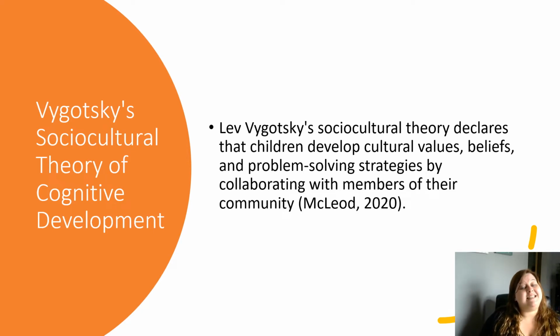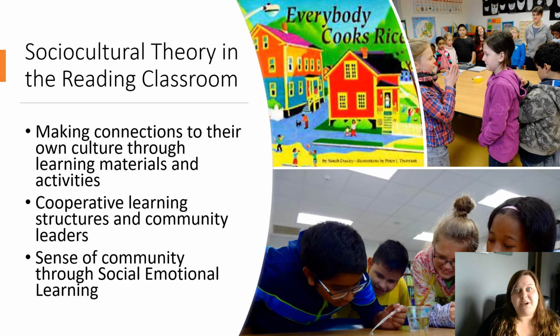Lev Vygotsky is another theorist. He came up with sociocultural theory, which declares that children develop cultural values, beliefs, and problem-solving strategies by collaborating with members of their community. And what's better at collaborating than using cooperative learning structures? Students can use reading structures like jigsaw reading, where each student gets a part of the reading, and then they come together and tell about their part.